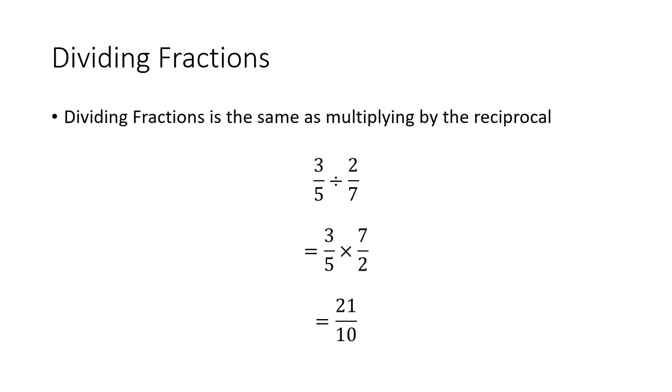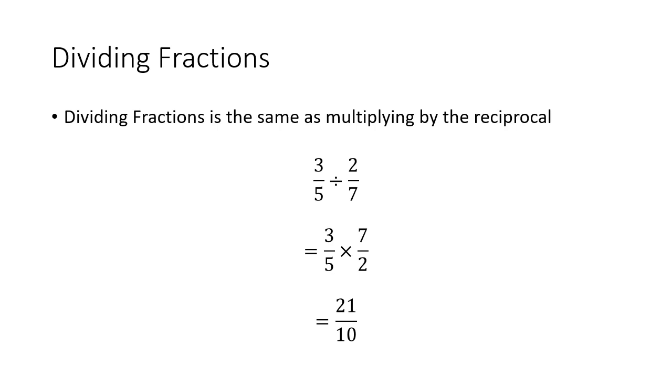Now let's look at dividing fractions. Simply put, dividing fractions is the same as multiplying by the reciprocal. Let's look at an example of this. 3/5 divided by 2/7. Let's change this into multiplying by the reciprocal. So we'll equal 3/5 times 7 over 2. 7 over 2 is the reciprocal of 2 over 7. So we've changed the division into a multiplication problem.